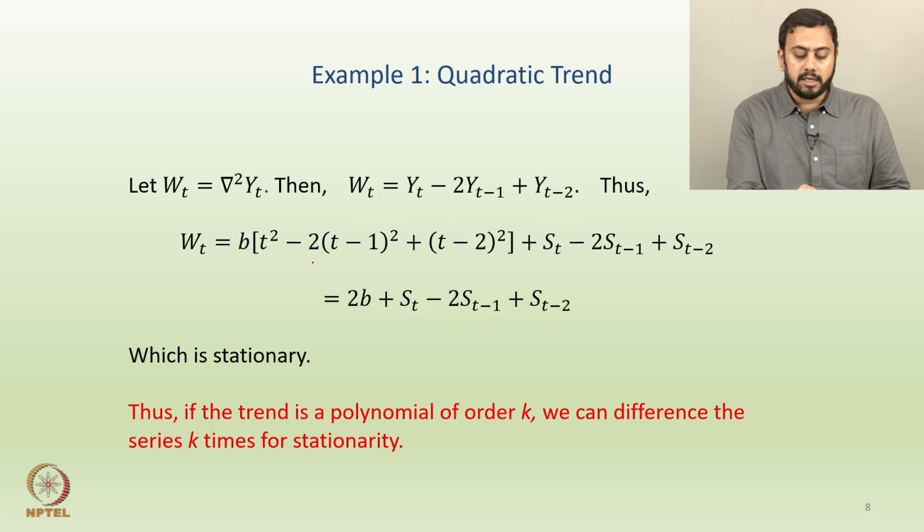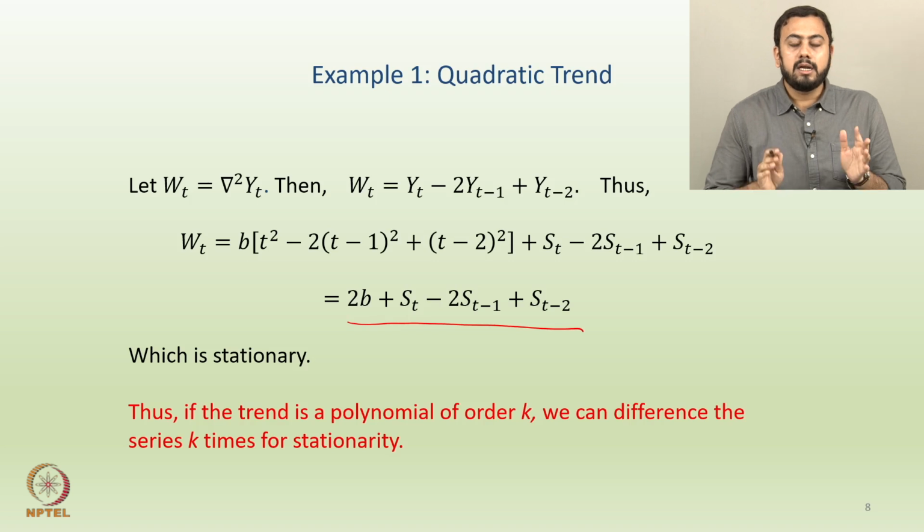And then if you replace yt here, you will see that nabla square yt happens to be 2b plus a function of a stationary process, which has to be stationary, because b is a constant. So, the underlying conclusion is that depending on how strong your trend is, whether you have a linear trend, a quadratic trend, or a cubic trend, depending on the power of the trend, one has to difference the process that many times. For example, to reduce a linear trend, one should apply nabla once. To reduce a quadratic trend, one should apply nabla twice. To reduce a cubic trend, one should apply nabla thrice, and so on.